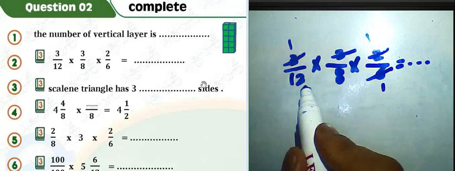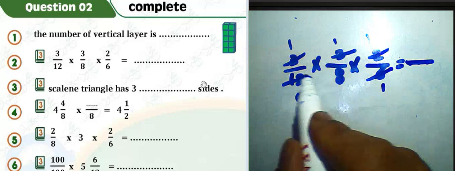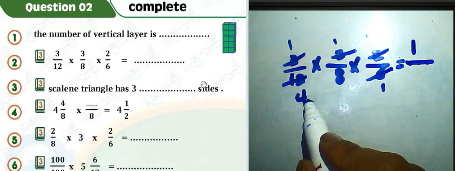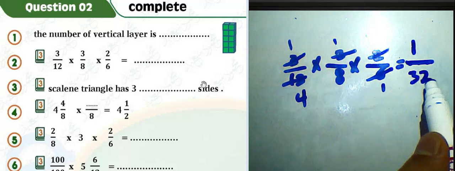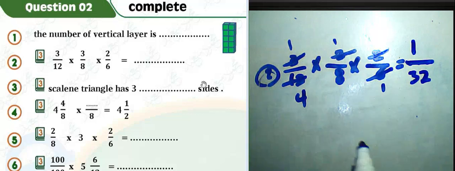3 divided by 3 equals 1. 12 divided by 3 equals 4. 1 times 1 times 1 equals 1. And 4 times 8 times 1 equals 32. The result for question number 2 will be 1 over 32.